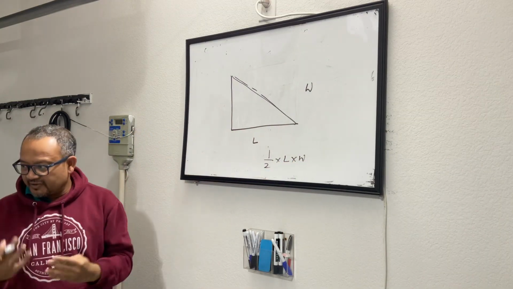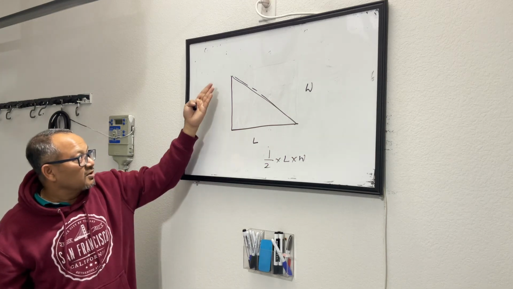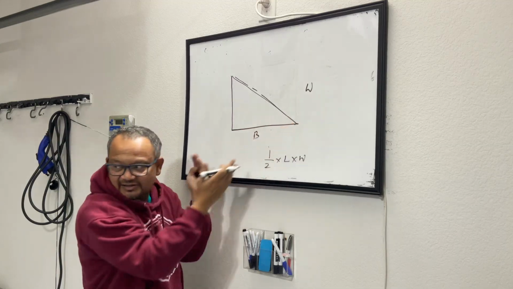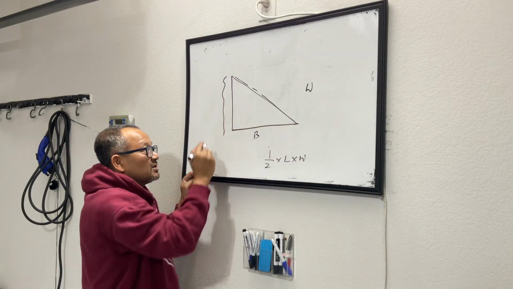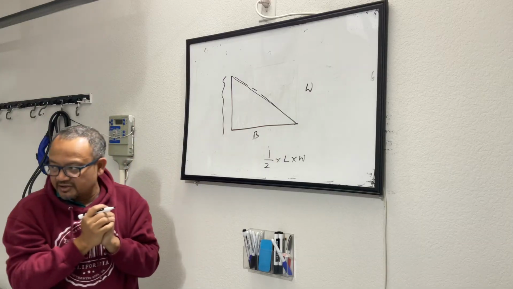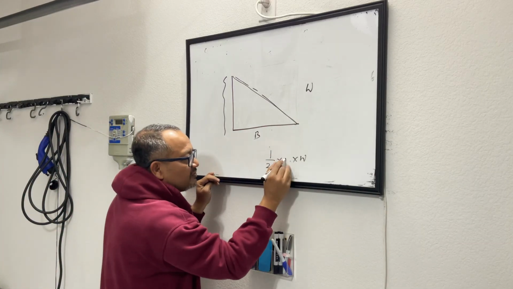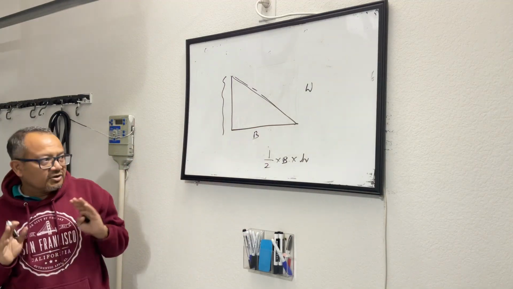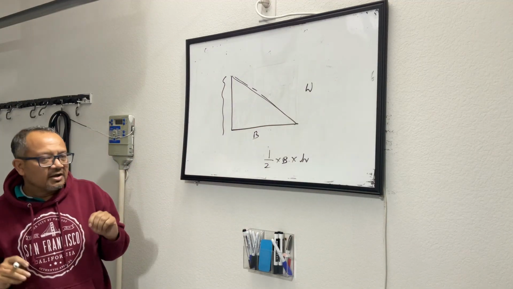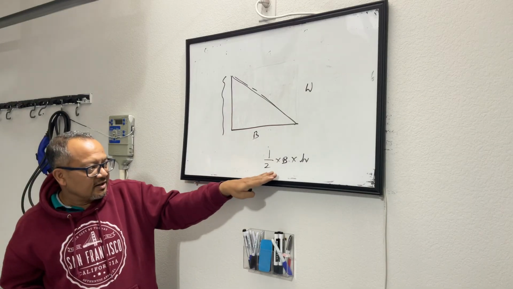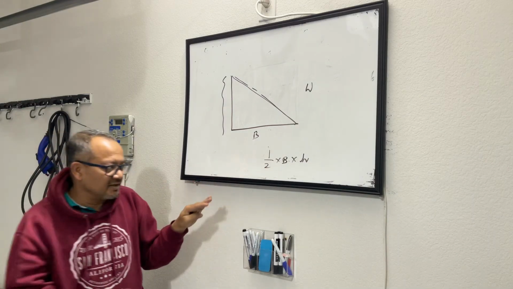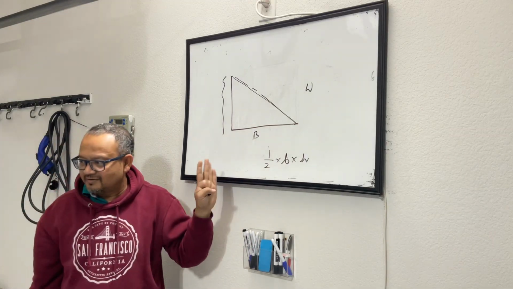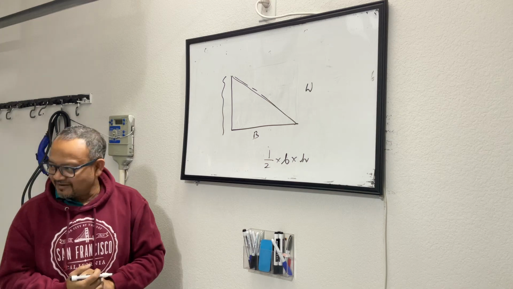But in the case of a triangle, we don't call it length. We don't call this width. We call this one the base, because this is where this side is sitting, right? And this is the one that defines how tall it is. So you say half into base into height. So any triangle that you talk about will have the area of half into base into height. Half into base into height.